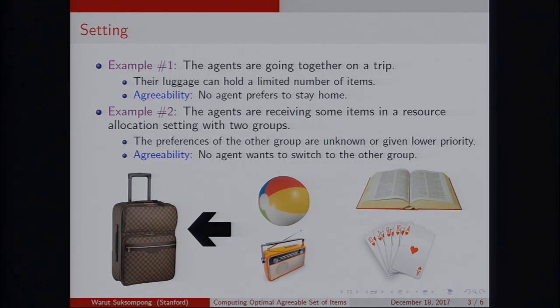Another example is that the agents are receiving some items in a resource allocation setting where there are also other groups, but the preferences of the other groups are either not known or are given lower priority. So maybe the other groups haven't arrived, or they're placed lower in a team competition, and so we want the allocated set to be agreeable to the first group while leaving as many items as possible to the remaining groups. And so if we allocate items between two groups, agreeability says that no agent would rather switch from the first group to the second group.